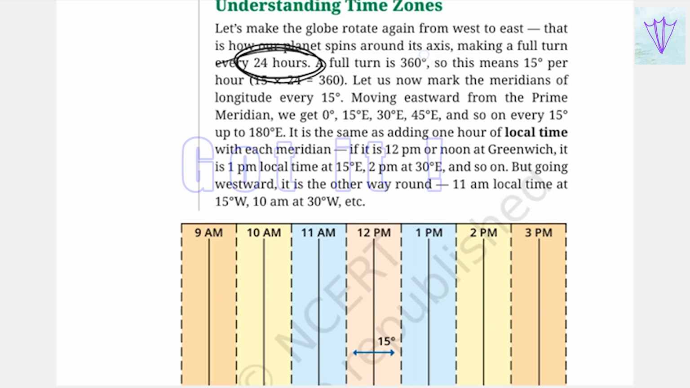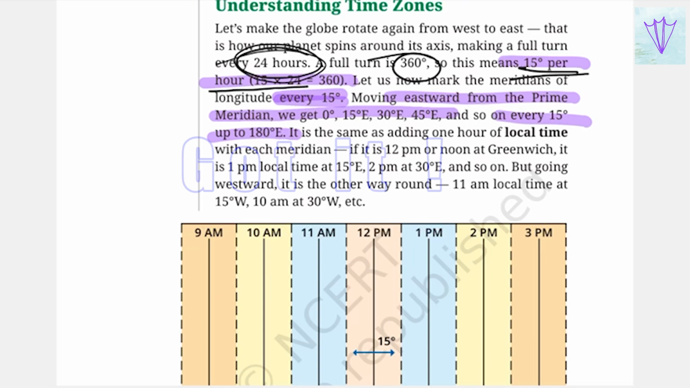So a full turn is 360 degrees. So this means 15 degrees per hour. It is important to note Earth rotates 15 degrees per hour. Now let us mark the meridians of longitude every 15 degrees. Moving eastwards from the prime meridian, we get 0 degrees, 15 degrees, 30, 45 and so on. And every 15 degrees to 180 degrees, it is the same as adding 1 hour of the local time with each meridian.